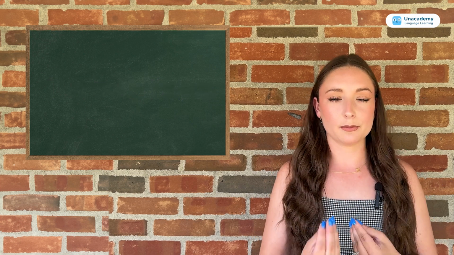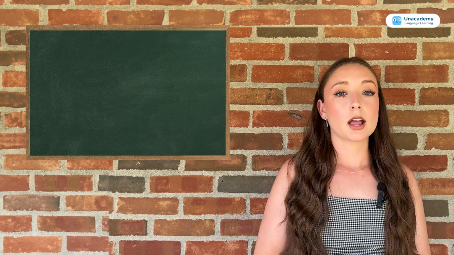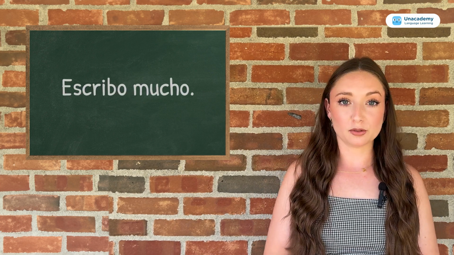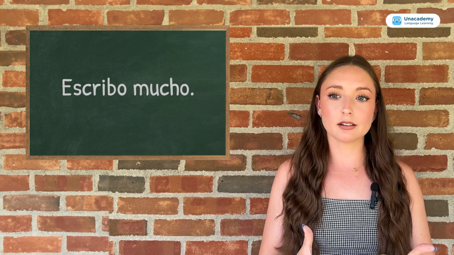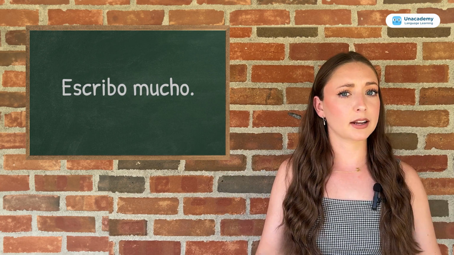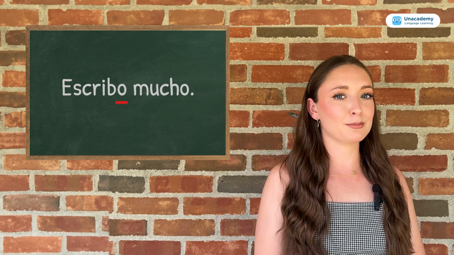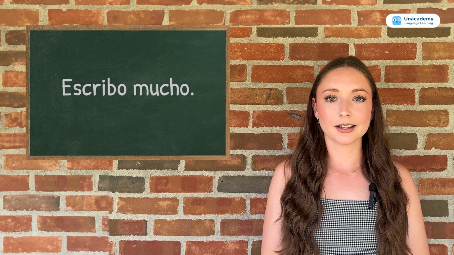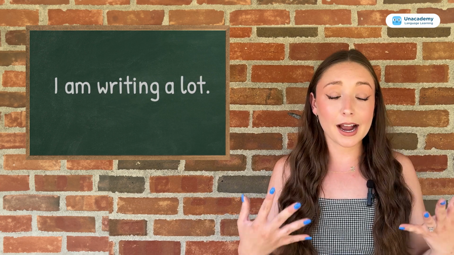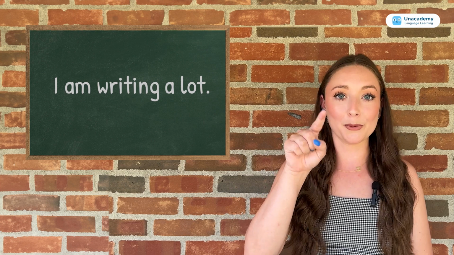And our final example for this ER-IR verb ending is going to be escribo mucho. Escribo mucho. Somebody writes a lot. Who writes a lot? Looking at the ending of that verb, who is doing that action? Who is writing? That's right. The answer is I. I am writing a lot. How do I know that? Because it ends in an O.